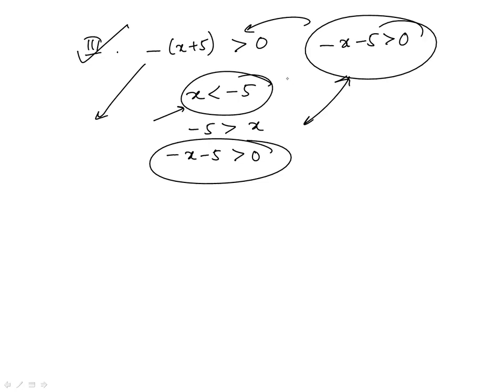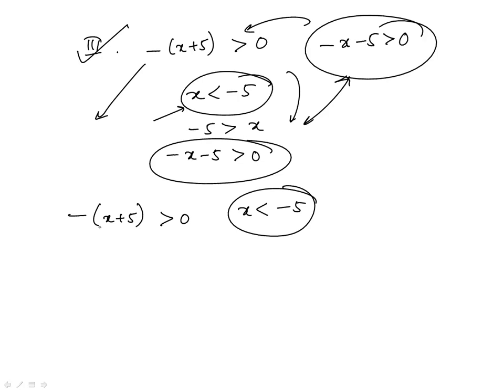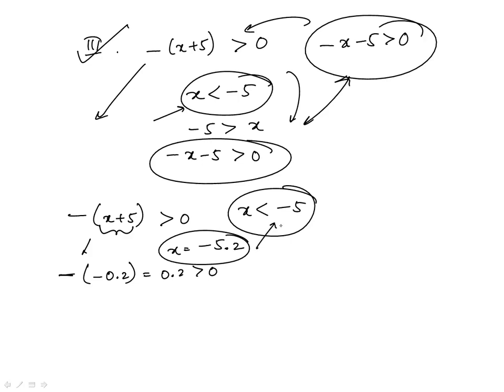Another way, if you're not comfortable doing this manipulation, you could also think in terms of numbers. You could say, okay, x is a number less than minus 5. So I know that this number, for example, if x is minus 5.2, is going to be negative. So in this case, negative 0.2. But having a negative outside makes it positive and would be indeed greater than 0. And that would be the case for all values of x that are less than minus 5. So to recap, 2 and 3 must always be true, and the correct answer is choice D.